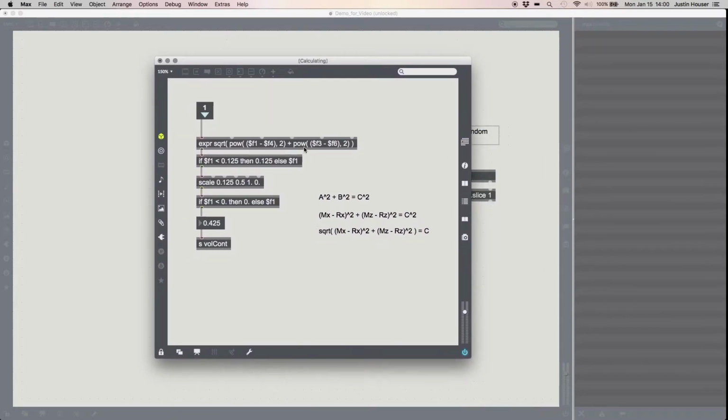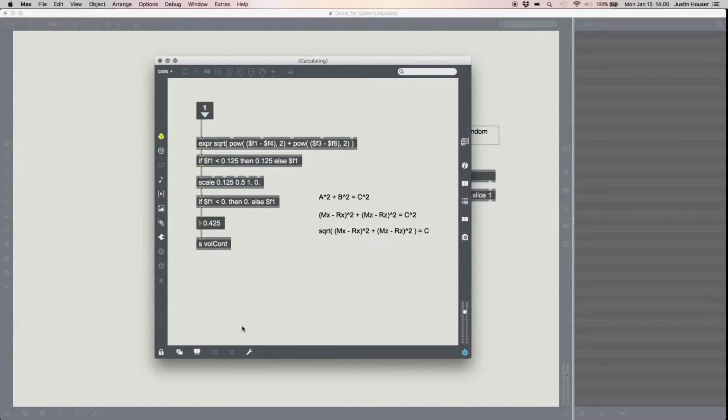In order to calculate the distance between 2 points, you can use the Pythagorean theorem, which is a squared plus b squared equals c squared. In order to look at this, because we've got 3 points, we have a horizontal point, a vertical point, and then a depth point.